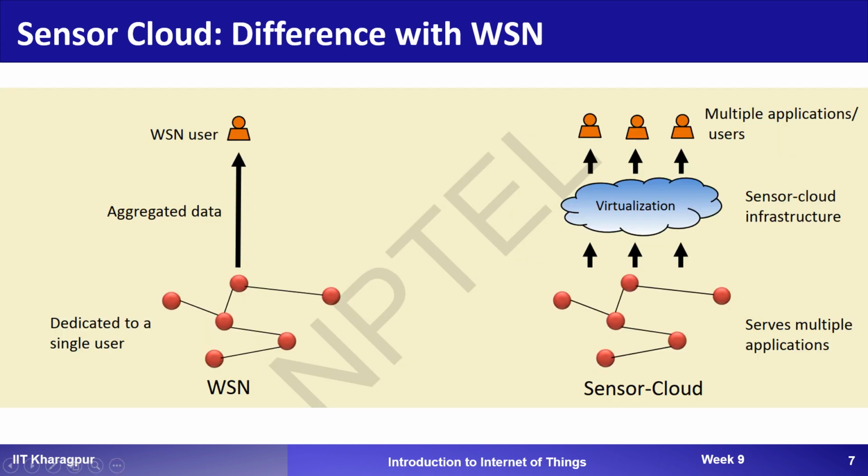Now the difference between WSN and sensor cloud. This figure is showing the difference between traditional wireless sensor networks and sensor cloud. The first figure shows the traditional wireless sensor networks, where a group of sensors are sensing the environment, and the aggregated data is used by the wireless sensor network user. So the data sensed by a group of sensors is dedicated to a single user or a particular application.